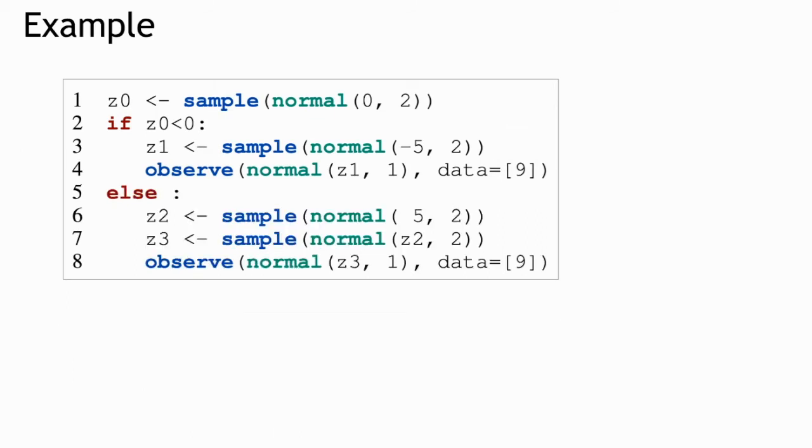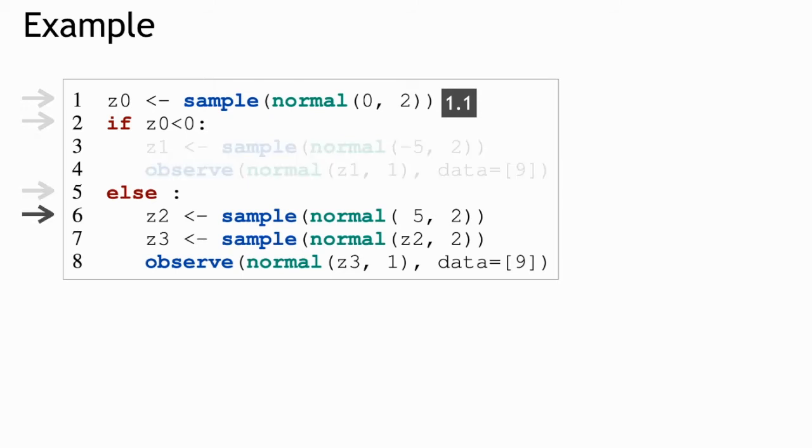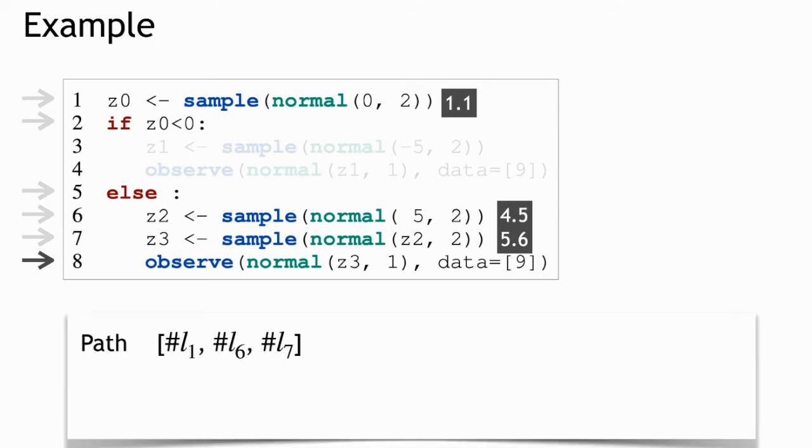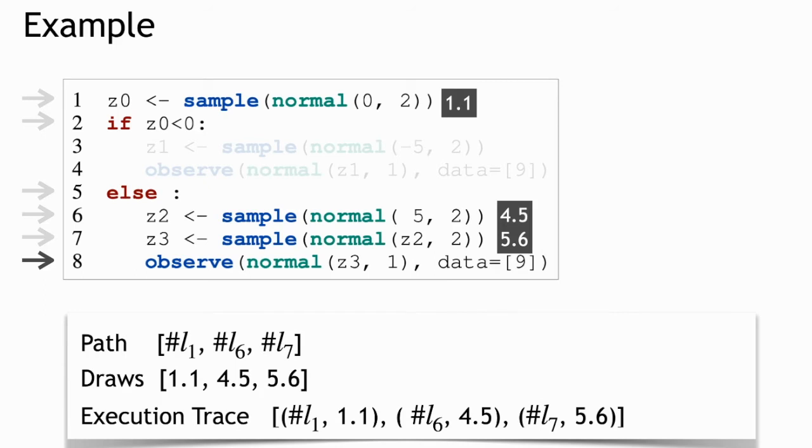If we execute the program again, we might go through a different path. Suppose z0 is 1.1 now, which means we will enter the fourth branch and draw the variables z2 and z3. This gives us a new path through lines 1, 6, and 7, the new draws being 1.1, 4.5, and 5.6, and a new execution trace.